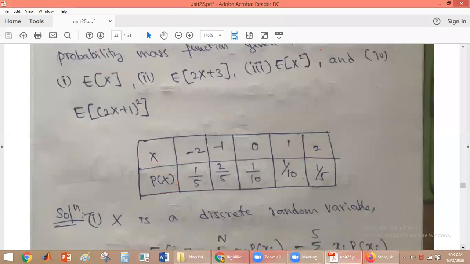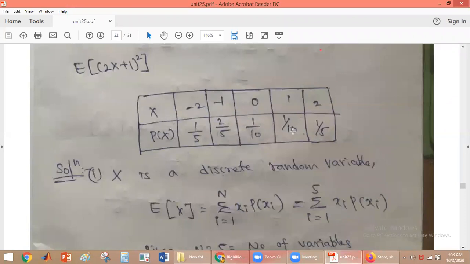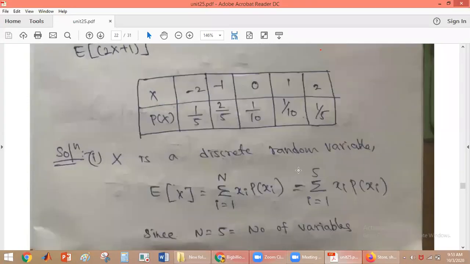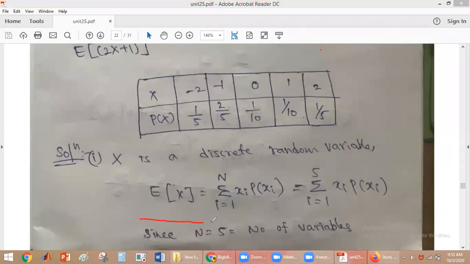So now we'll find out what this is. This is a discrete random variable. It is not a continuous random variable. Now what is the expected value of a discrete random variable? The expected value of a discrete random variable is given by the formula summation i equal to 1 to n, xi p of xi.